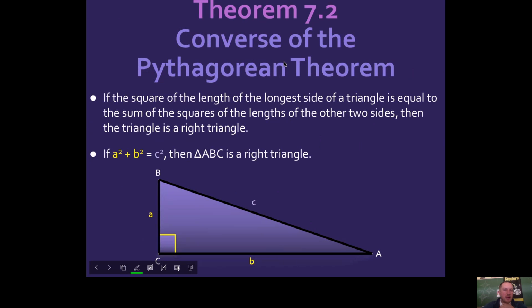So the converse of the Pythagorean theorem is what we just used there. If a squared plus b squared equals c squared, then that triangle is a right triangle. Just make sure your a and your b are the smaller of the 3 side lengths, the 2 smallest. Make sure c is the biggest.